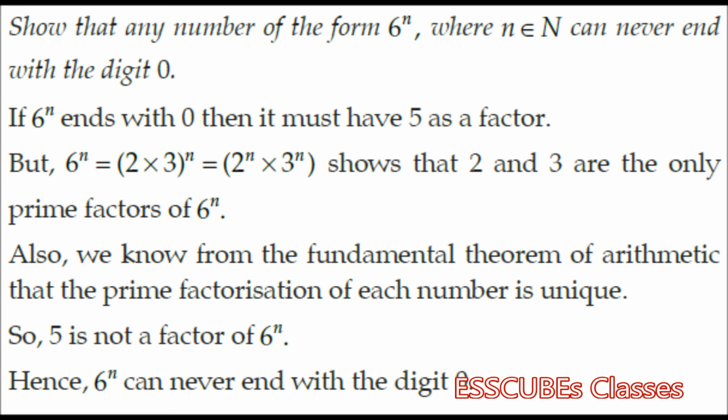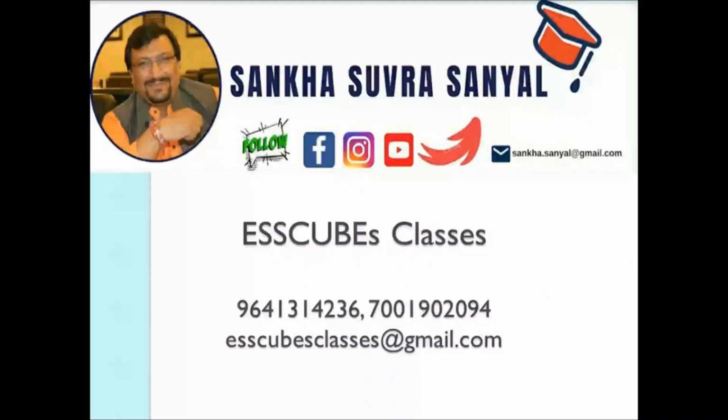But 6 to the power n is nothing but 2 into 3 to the power n. That actually means it has 2 and 3 as the prime factors of 6. Also, we know from the fundamental theorem of arithmetic that the prime factorization of each number is unique. So 5 is not a factor of 6 to the power n. Thus, 6 to the power n can never end with the digit 0. So this brings us to the end of the lecture.